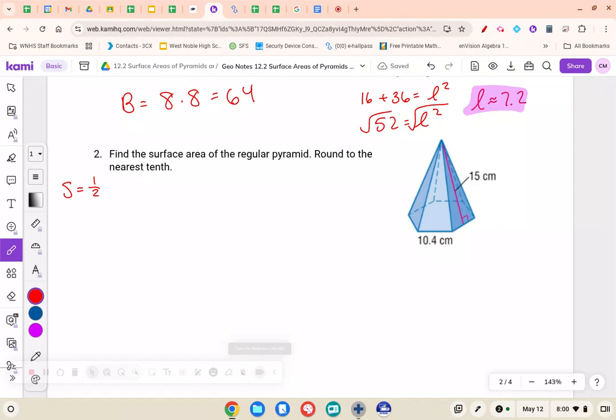We have 1/2 times our perimeter. Guys, our perimeter is going to be 10.4 times 6 because there are 6 sides. This gives us 62.4. Our lateral area is 15, so let's plug that in.